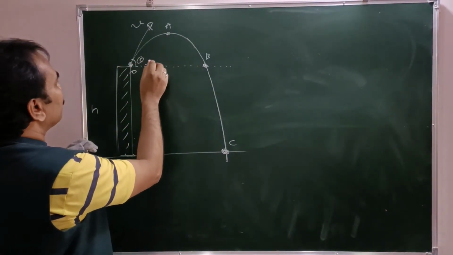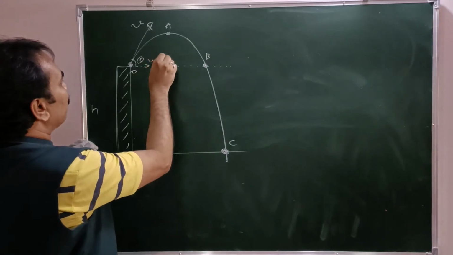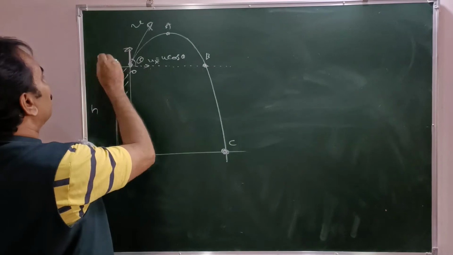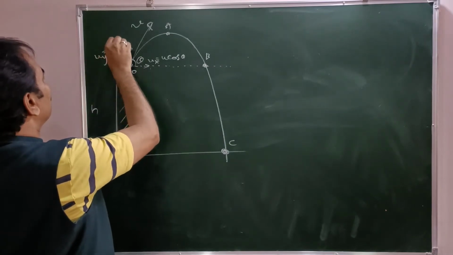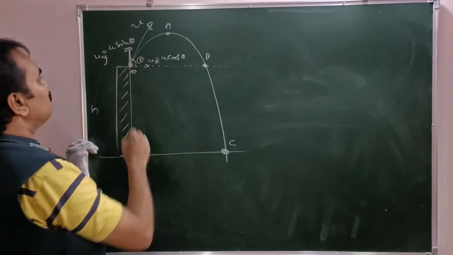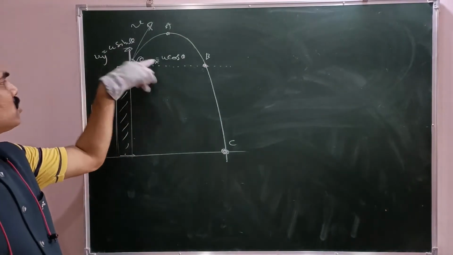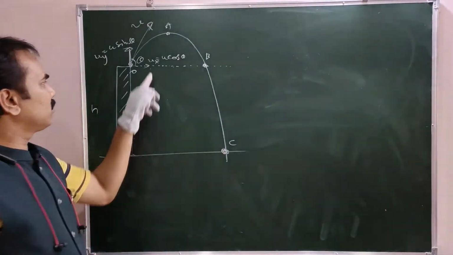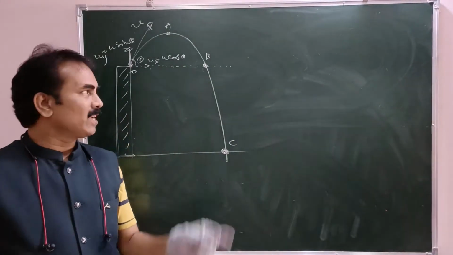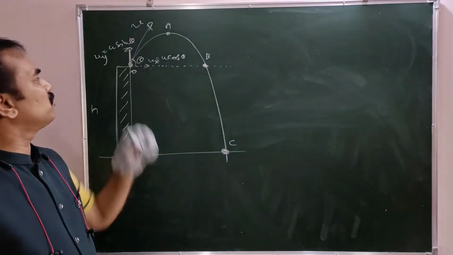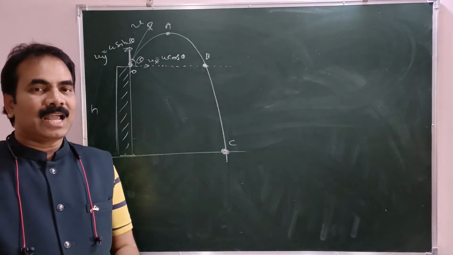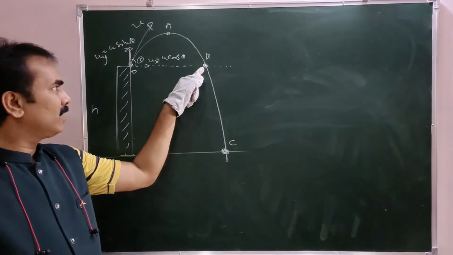Here u can be resolved into two components, usually that is ux equal to u cos theta, and uy, that is u sin theta. Usual components, otherwise u cos theta, u sin theta for u. So what is the time taken by the projectile to reach B?